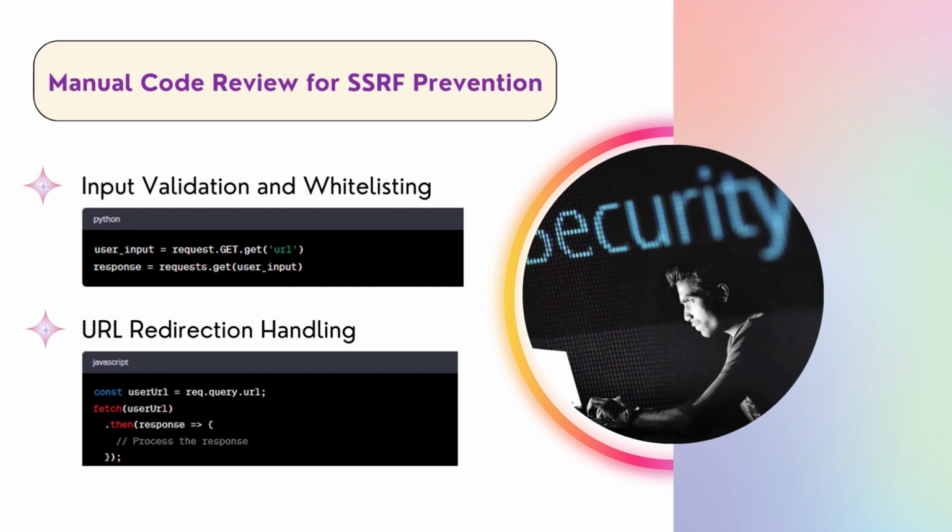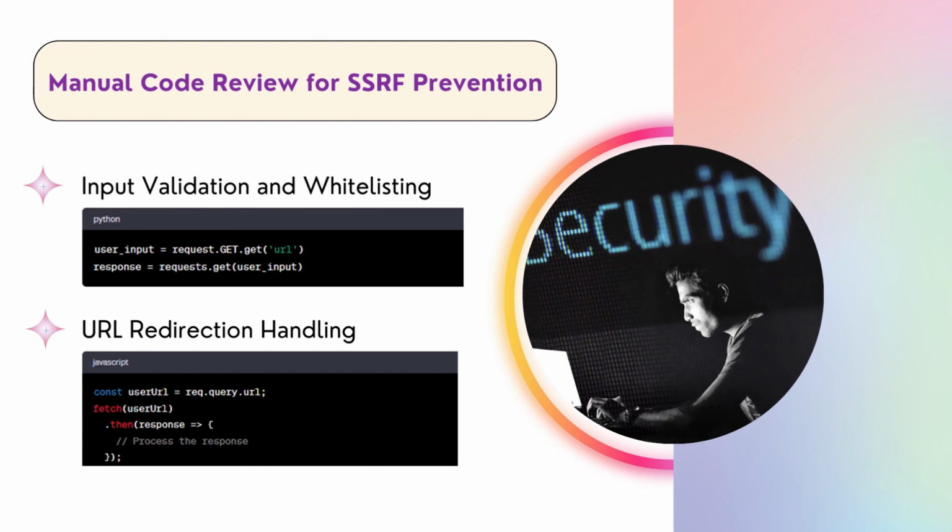So the first example that we have is input validation and whitelisting. Consider a code snippet that takes a URL from a user and makes an HTTP request to that URL. Before being used in the request, ensure that the user input is properly sanitized to prevent injection attacks. Consider implementing a whitelist of allowed domains or IP addresses to prevent SSRF attacks.